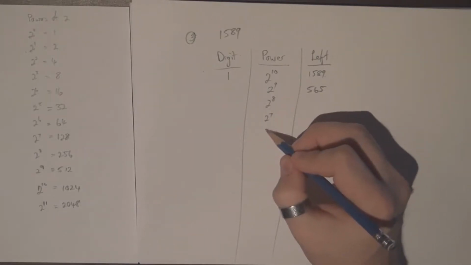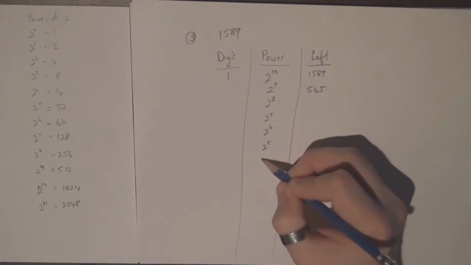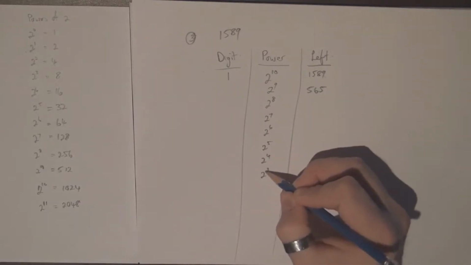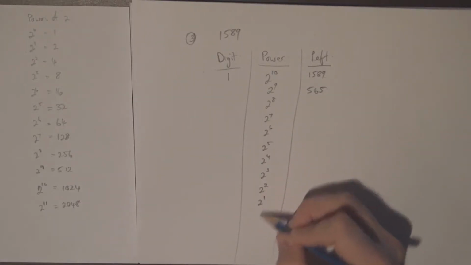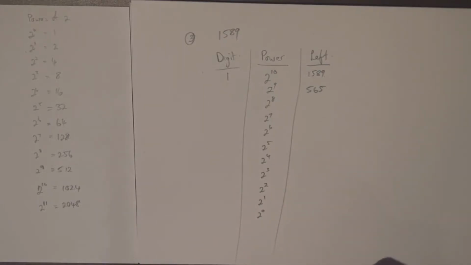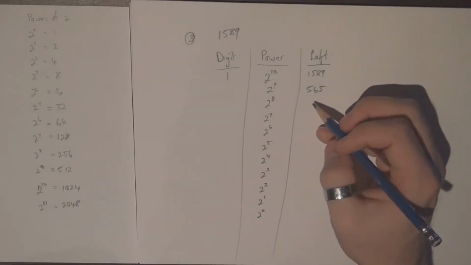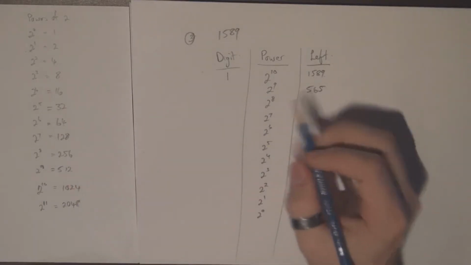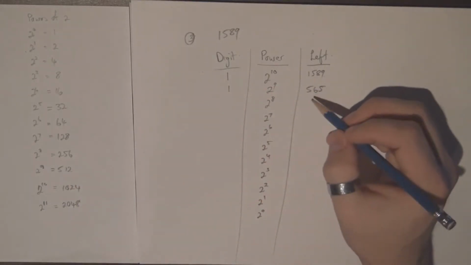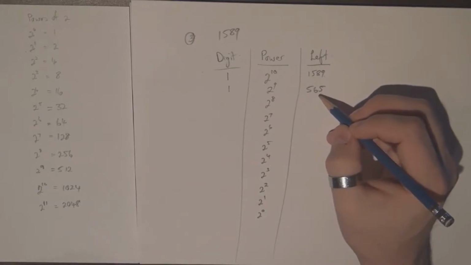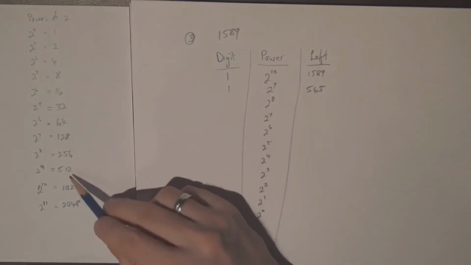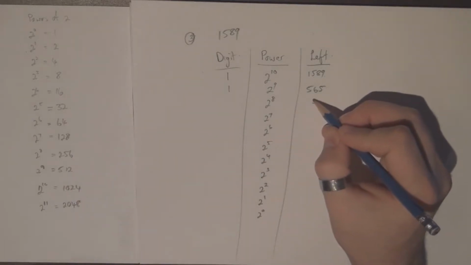Once we've started, we can't skip any of them anymore. So I'm going to go all the way down. Seems like we have space for that. Now 2 to the 9 is 512. Oh, it fits, it fits. Now what's the difference? How much do I have left? Well, 65 minus 12 is 53.